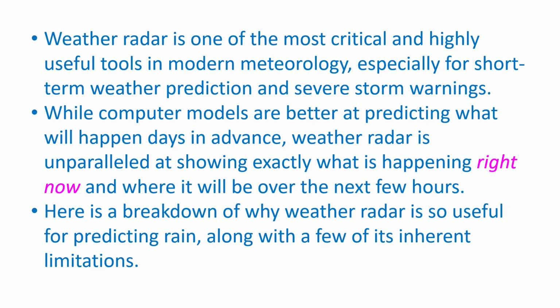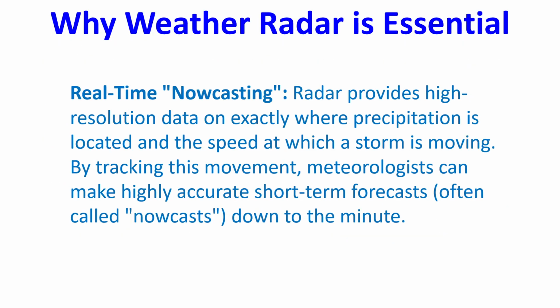Here is a breakdown of why weather radar is so useful for predicting rain, along with a few of its inherent limitations. Radar provides high-resolution data on exactly where precipitation is located and the speed at which a storm is moving. By tracking this movement, meteorologists can make highly accurate short-term forecasts, often called nowcasts, down to the minute.